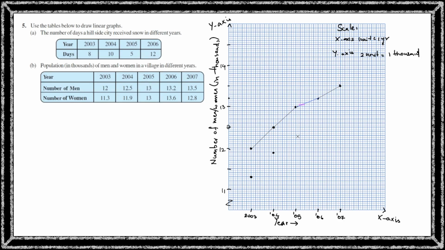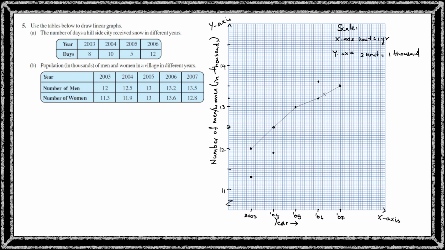It's already marked for men. Next I have 13.2 for 2006. 2006 is over here, and this is already 13.2, and I have to go to 13.6. So 13.3, 13.4, 13.5, and 13.6. This is the point I'm talking about, that is 13.6.